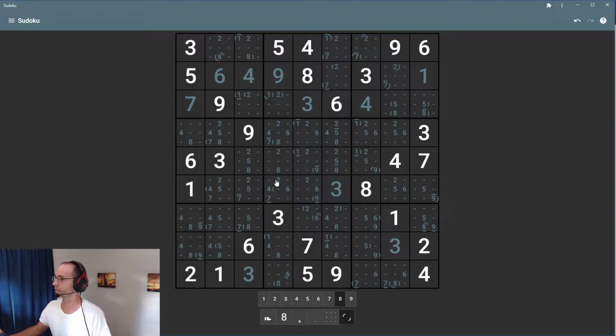Which then makes this a 4-7 hidden pair, which gets rid of the 2, 6, and 8. I'm not sure if that's helpful. Maybe we already knew that. But we've got a 4-7 pair here. Does thinking about that do anything interesting for us?